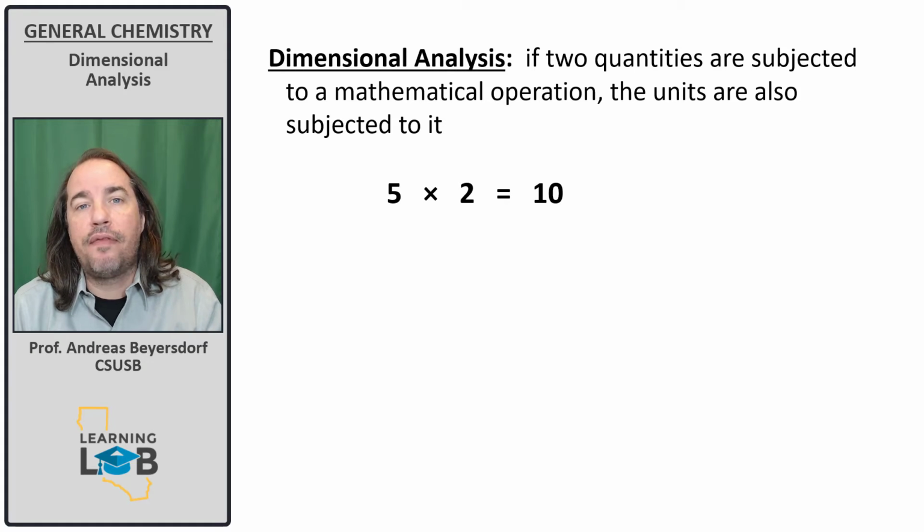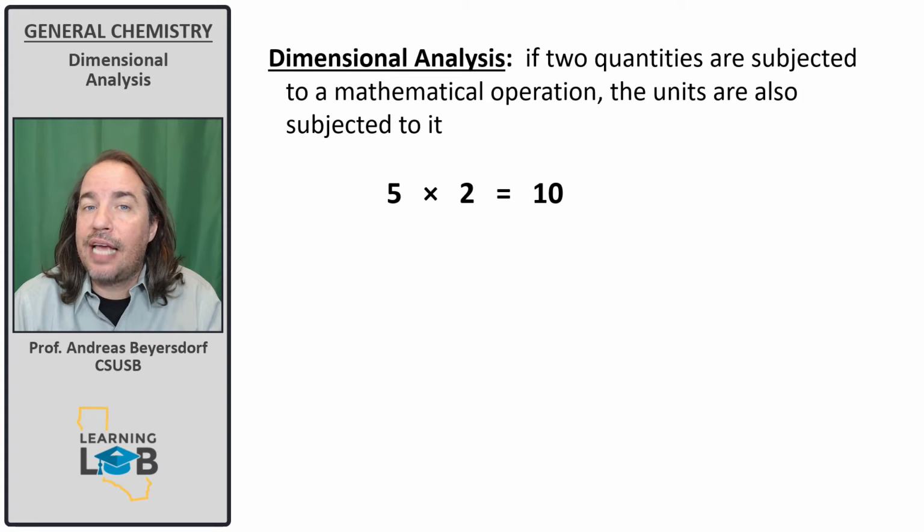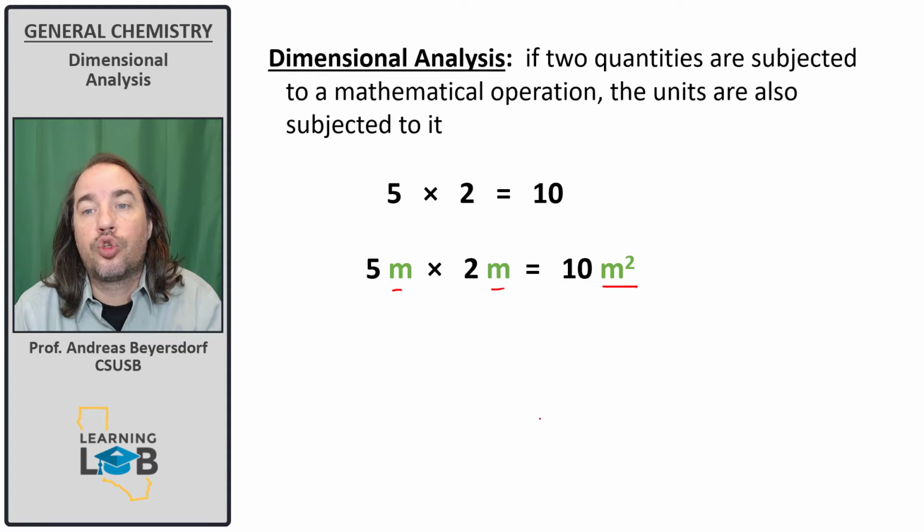So let's say we have 5 times 2. We put that in our calculator, we get 10. But let's say these are measurements, and so they have units. So let's say it is 5 meters times 2 meters. Well, in this case, we still get 10, but for the units, I have meters times meters, so I end up with meters squared.